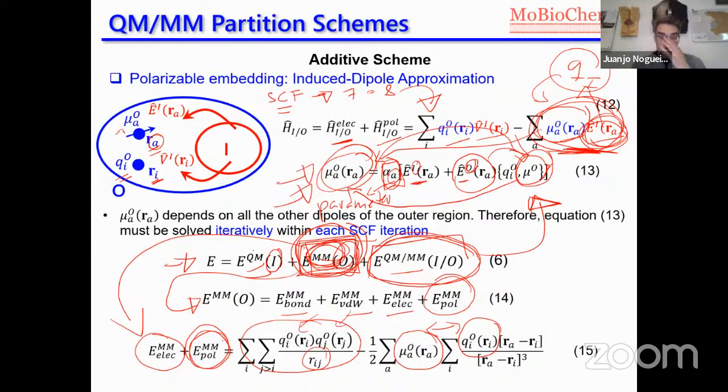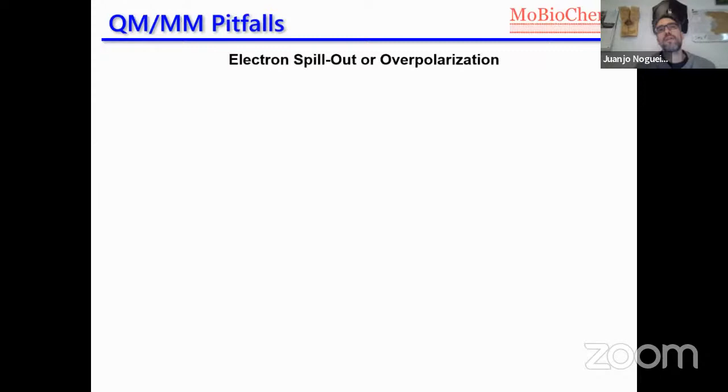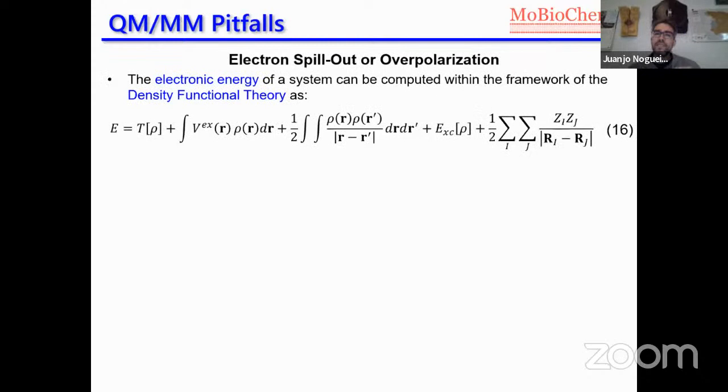So now that we know the general things about QM/MM, I would like to talk about a couple of problematic situations we can encounter, and unfortunately this happens very often. The first thing I would like to mention, an important problem of QM/MM approximations, is the problem of electron spillout or overpolarization. In order to explain this, I would like to use the DFT equations that maybe some of you know. If not, it doesn't matter. I will try to explain in a very general way.